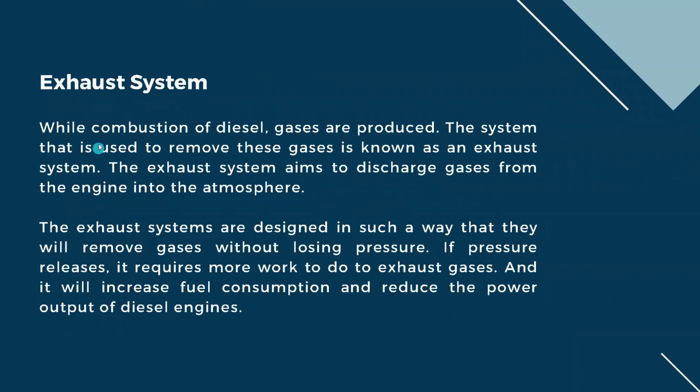Exhaust system. During combustion of diesel, gases are produced, and the system that is used to remove these gases is known as an exhaust system. The exhaust system aims to discharge gases from the engine into the atmosphere. The exhaust systems are designed in such a way that they will remove gases without losing pressure. If pressure is lost, it requires more work to exhaust gases, and it will increase fuel consumption and reduce the power output of diesel engines.